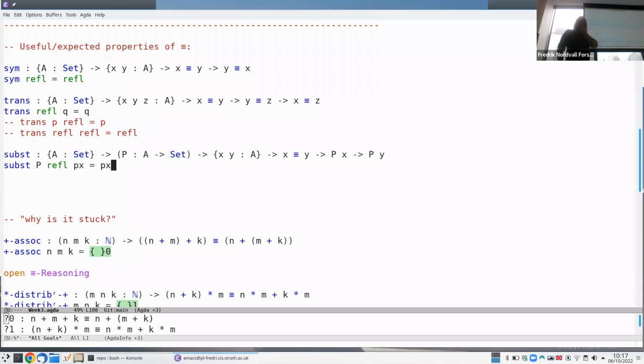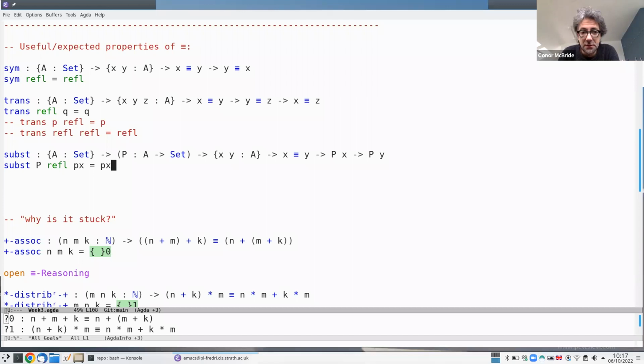I mean, yeah. Sometimes you could lose some information this way. But yeah. If you have an equation with a variable on one side, and the variable is also in the context, then you might as well substitute that variable out. And that's what pattern matching on the equation will do.